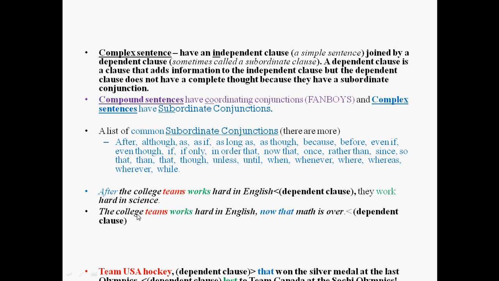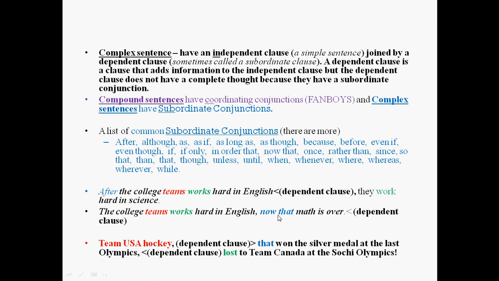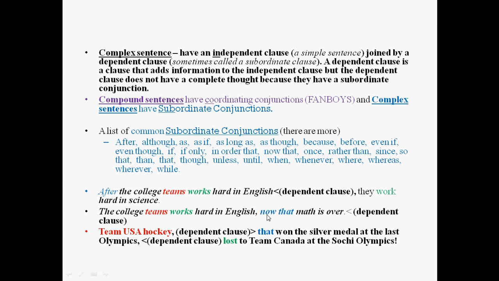The college teams work hard in English now that math is over. So here's now that, and I guess I must have now that up here. There it is. So the college teams work hard in English is my complete sentence. The college teams work hard in English, period. Now that math is over, what about that? So this is my dependent clause, now that math is over. This is my subordinate conjunction. Sometimes you can put it in the middle.